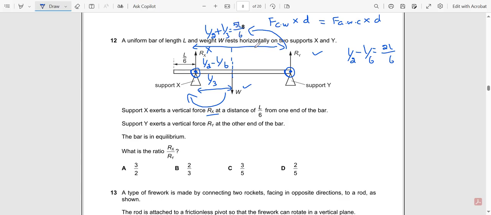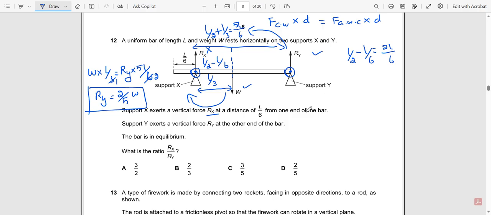So I found the distances, and I have the forces also. W is the clockwise force and its distance from the supporting point is L by 3, and Ry is the anti-clockwise force and its distance from the supporting point is 5L by 6. When you apply this, what do you get? Ry will be 2 by 5 W, we got. Yes, Ry we got. Now I am going to find Rx, because then only I can find that ratio.